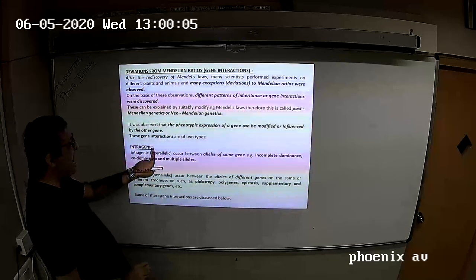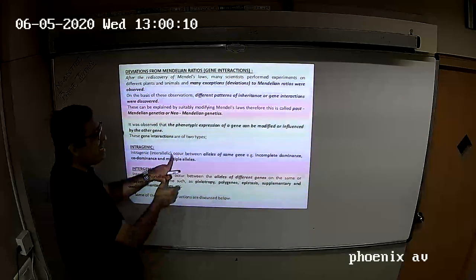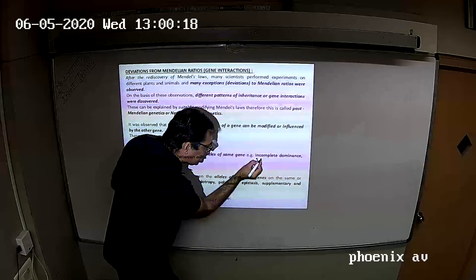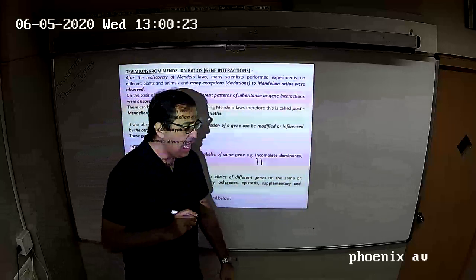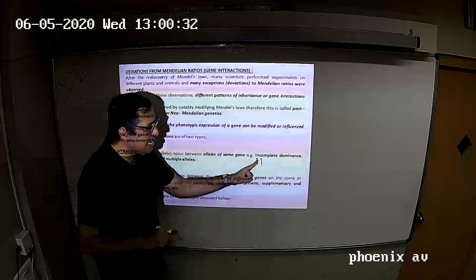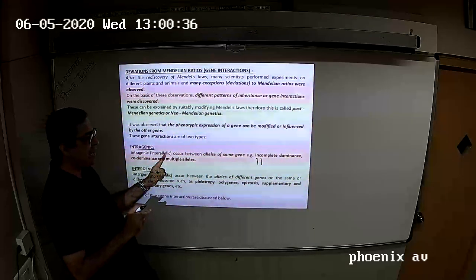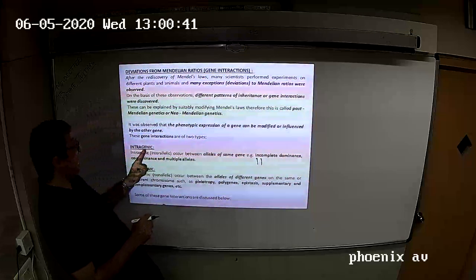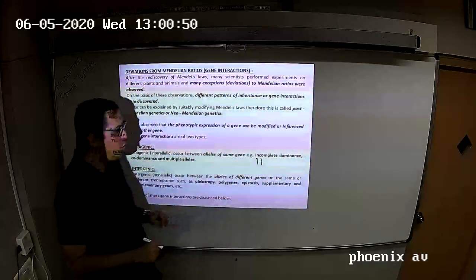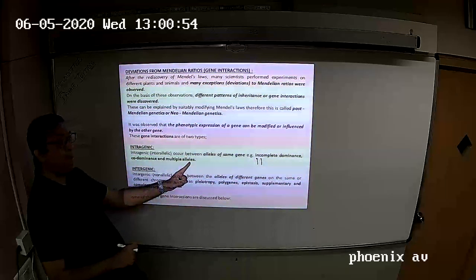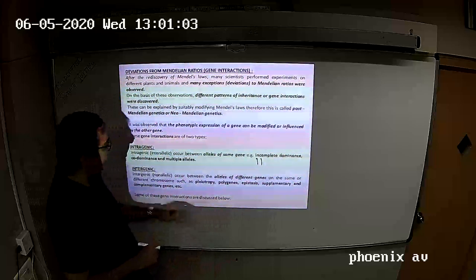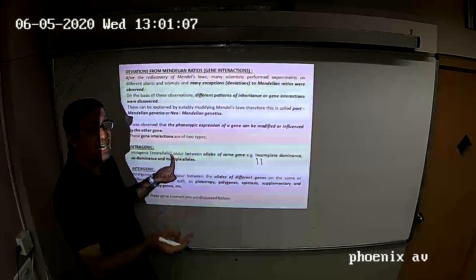So you have intragenic, also called interallelic. These are two homologous chromosomes, and the genes found on homologous chromosomes are called alleles. The interaction between alleles is called intragenic, also called interallelic gene interaction, occurring between alleles of the same gene. Memorize it straight away. Which are these interactions? You have incomplete dominance, codominance, and multiple allelism. Incomplete dominance, codominance, and multiple allelism are the three kinds of intragenic, also called interallelic, interactions.